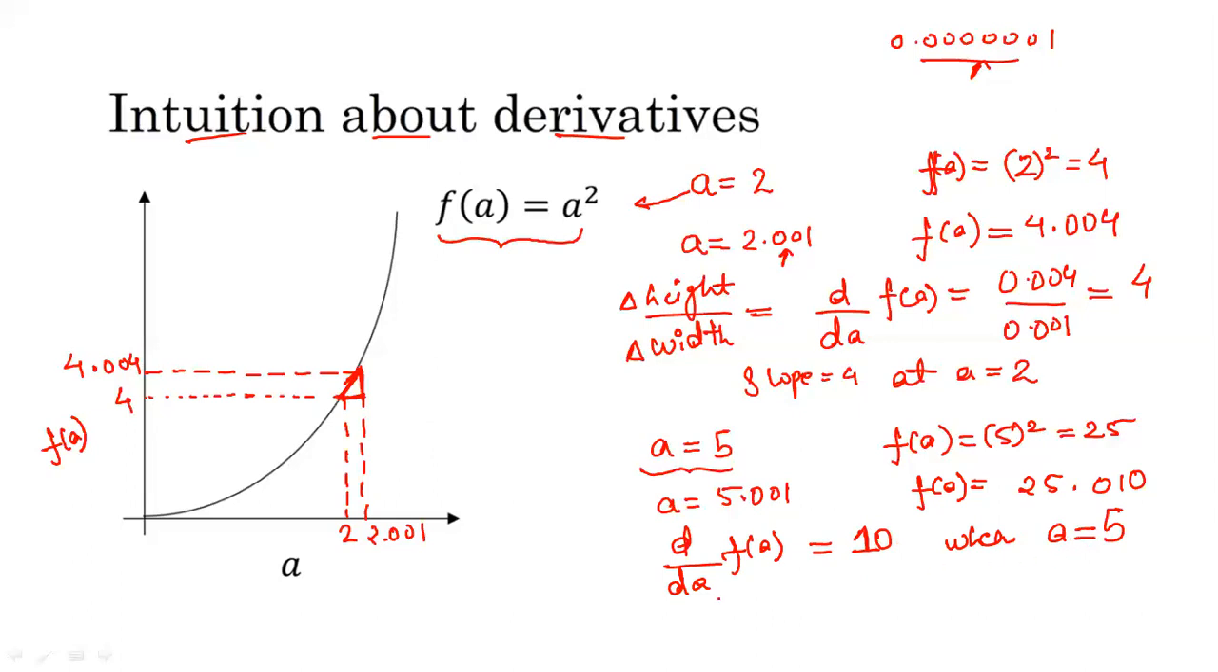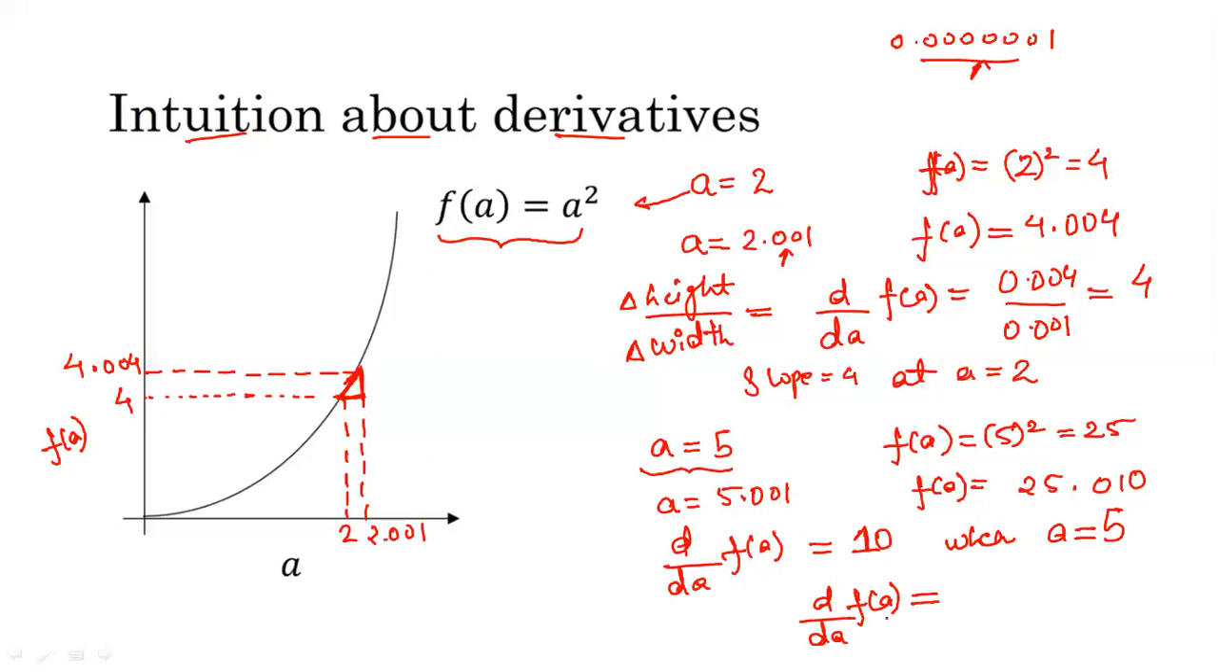Now when we are solving calculus and trying to find the slope of any curve with the help of calculus, the slope is basically taken out as d of a f of a, and this slope is basically the derivative. So we need to find the derivative of function f of a with respect to a.